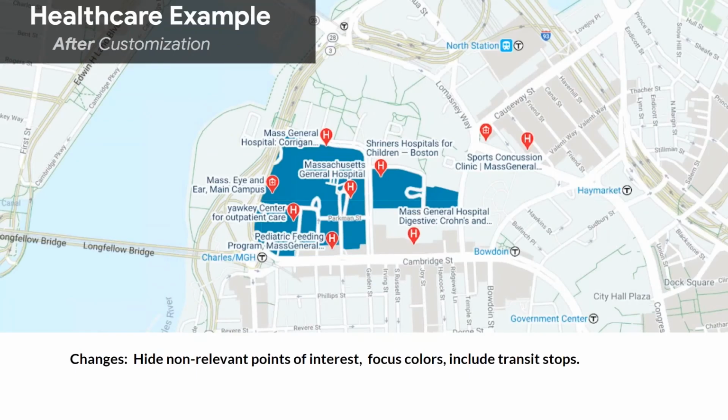So again, we can hide those non-relevant points of interest, really focus our colors, maybe even using a color from our brand or our logo. And in this case, I specifically have kept those train stations and subway stations on the map because people might be coming to our facility using those transit or the highways. So again, lots of things to think about, but this tool makes it easy to experiment and play around.